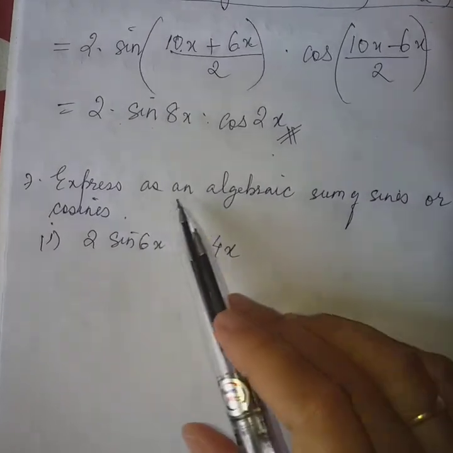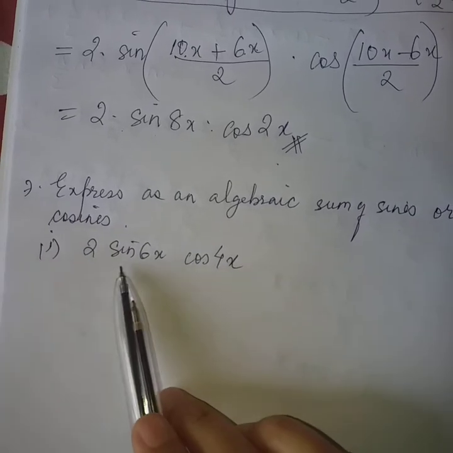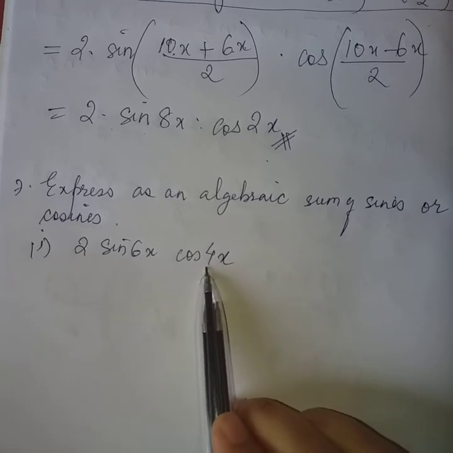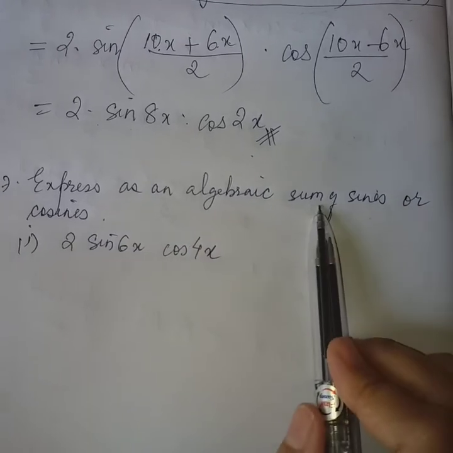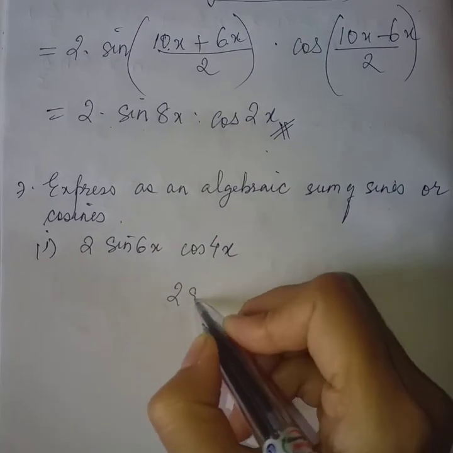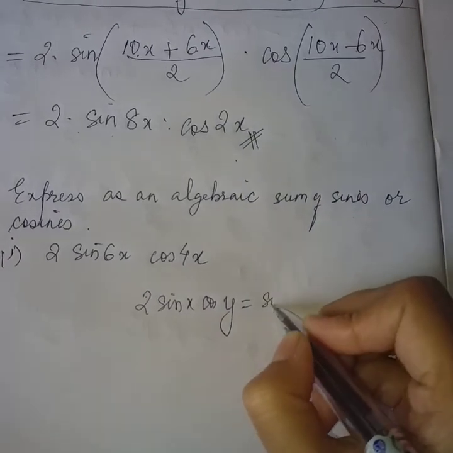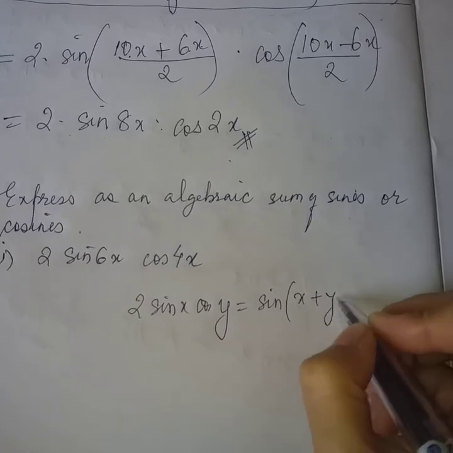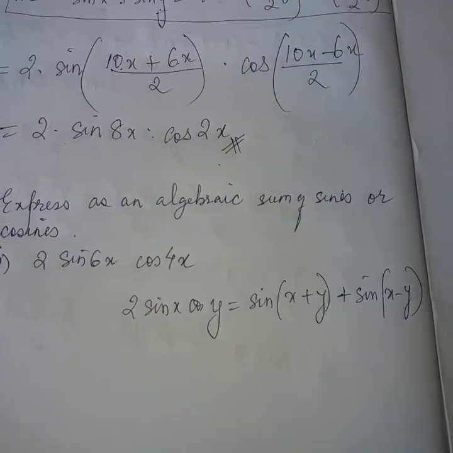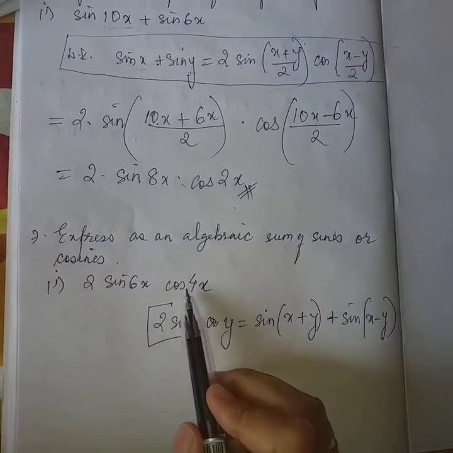Next question is express as an algebraic sum of sines or cosines. So we are given the product of two functions, sine 6x into cos 4x. Now this is a product. We have to express this as a sum. So again we have seen the formula 2 sine x cos y is equal to sine of x plus y plus sine of x minus y. So we can apply this formula here.